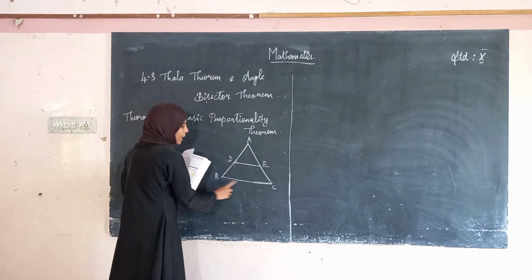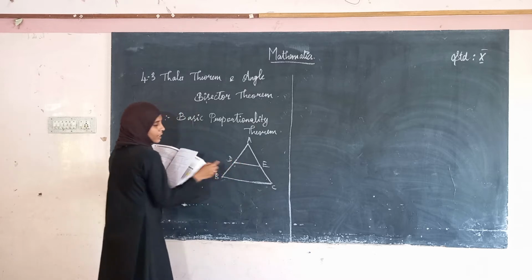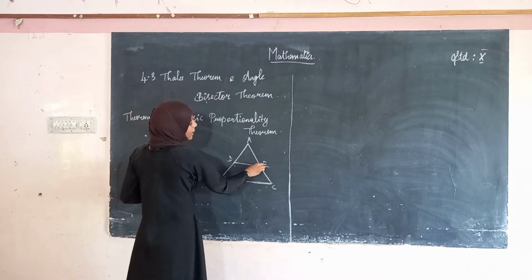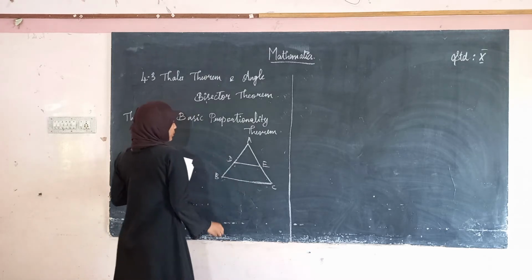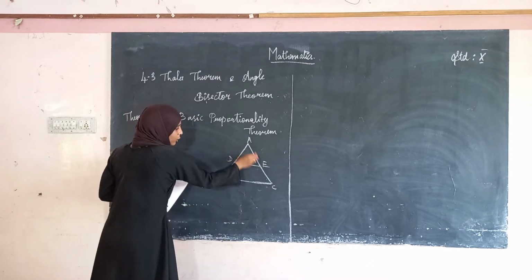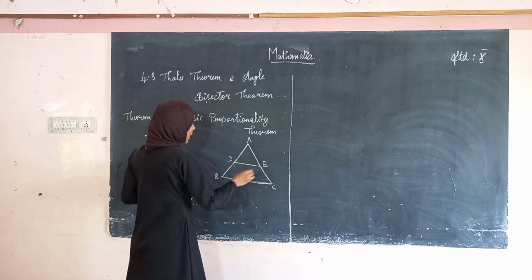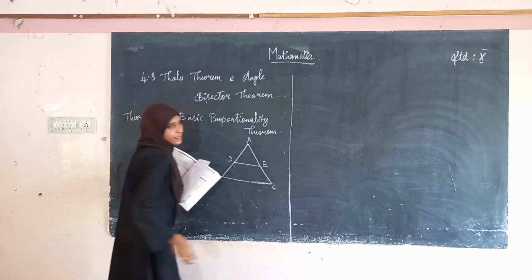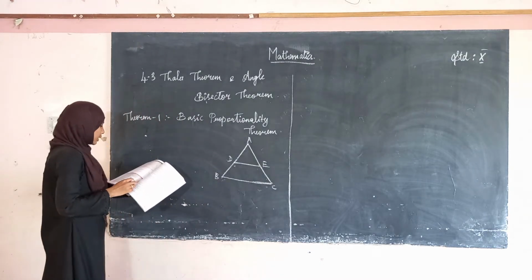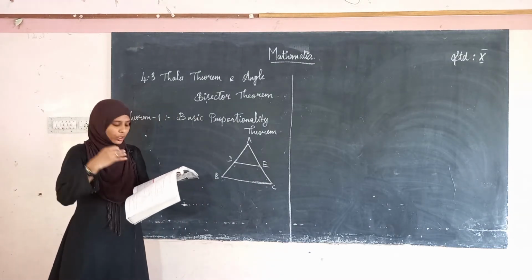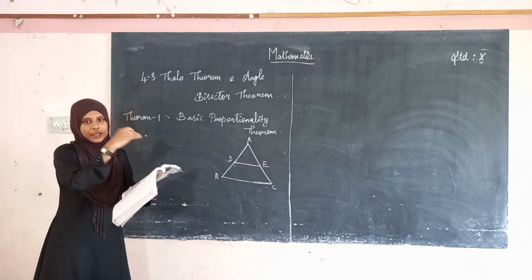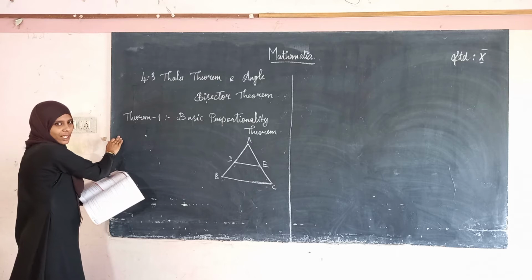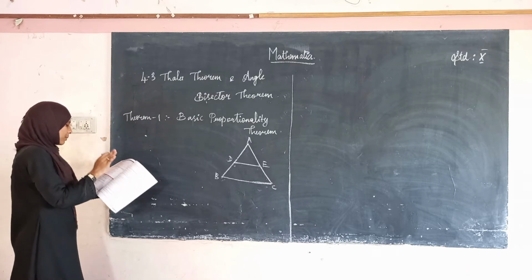It is parallel to the side BC and it touches the other two sides AB and AC at the points D and E. Now what you have to prove is that it divides the other two sides in the same ratio, that is AD divided by DB is equal to AE divided by EC. That is what we have to prove. In your book they have given steps in a table, the statement and the reason. You have to write like that. First write the statement clearly, and then the proof.